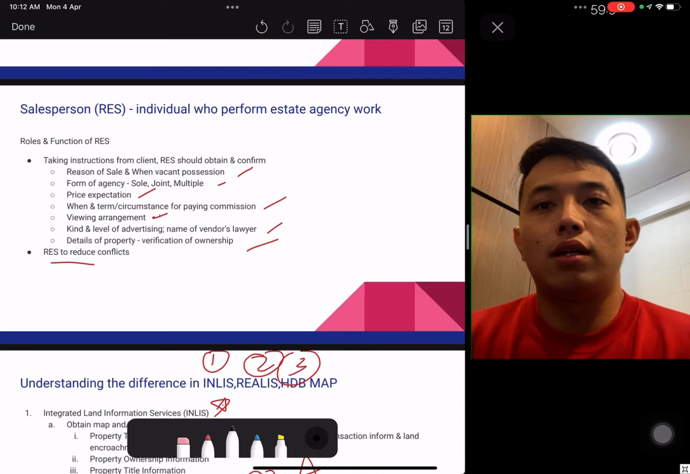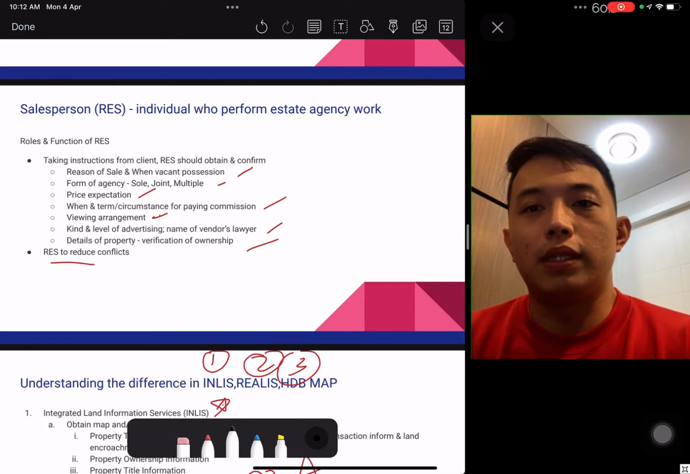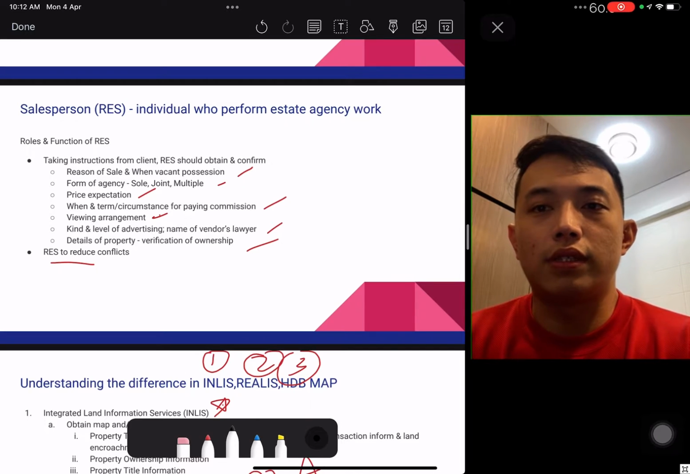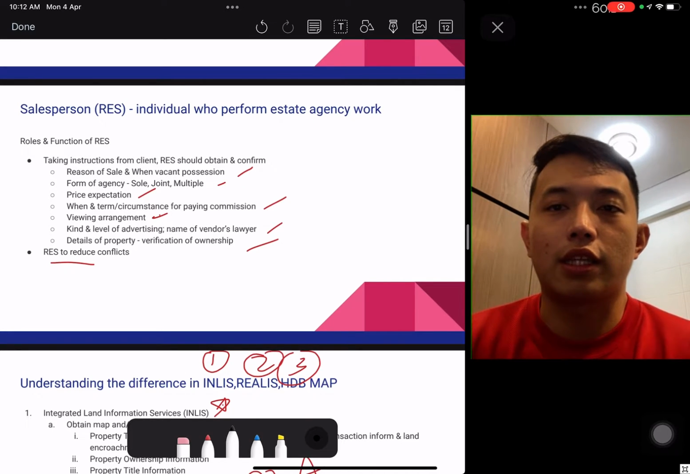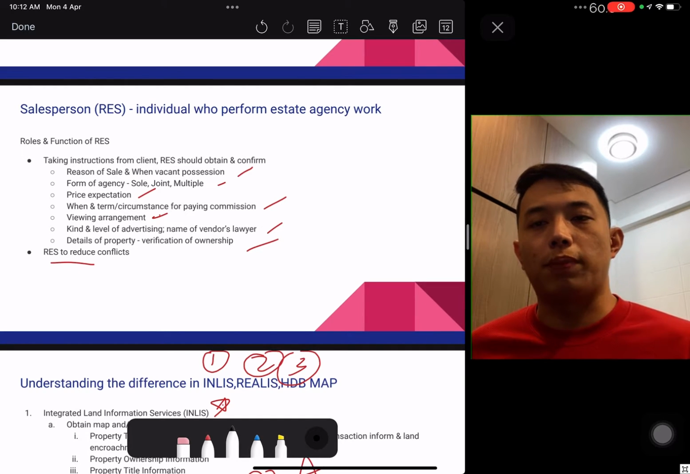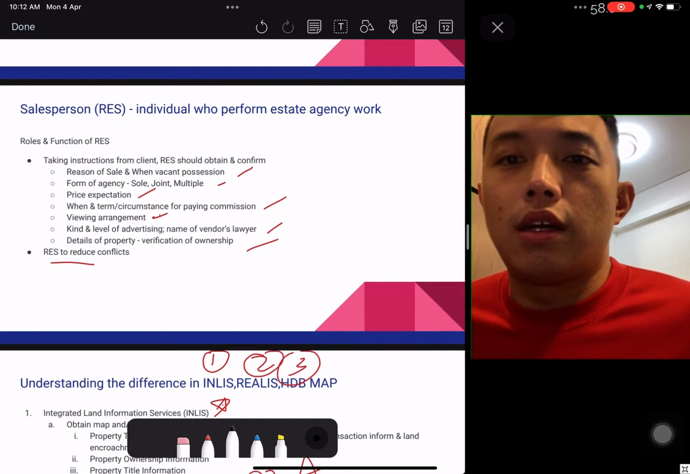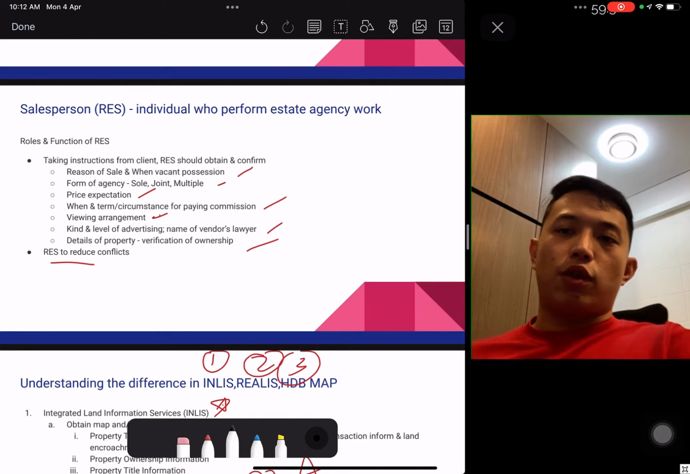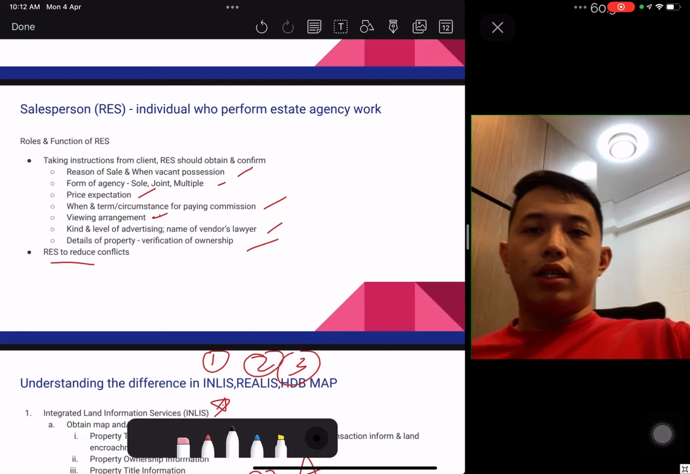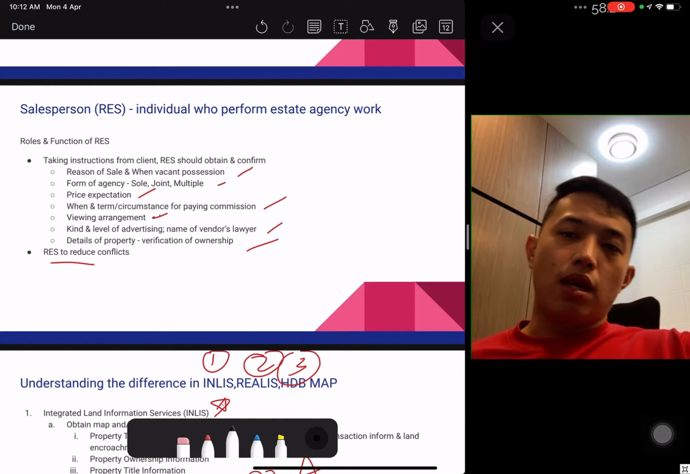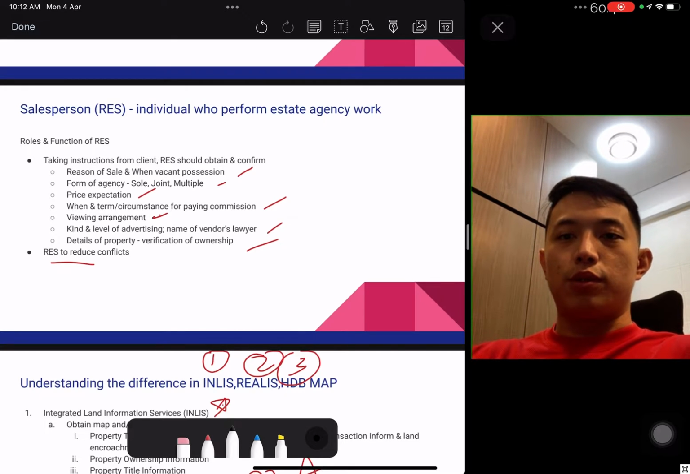So the rules and responsibilities. Okay, you must take instruction from the clients. You must also obtain the reasons for sale, the vacant possession, the type or form of agency, price expectation, any terms and conditions to pay for commission, the viewing arrangement, which level of advertisement you're doing, who is the lawyer, the details of the property such as verification of ownership. RES, the first terminology is to reduce conflict.